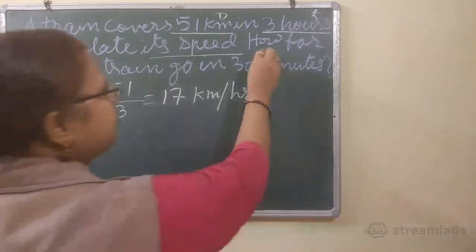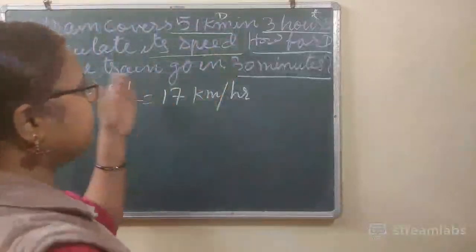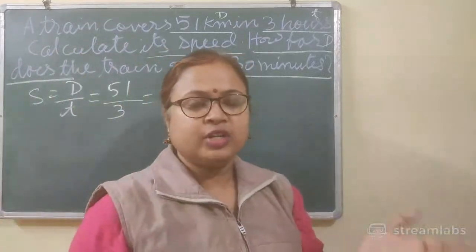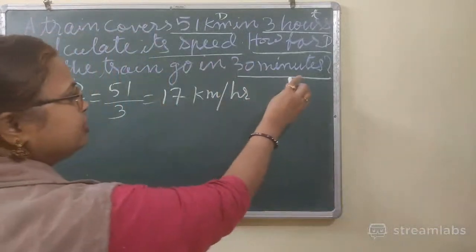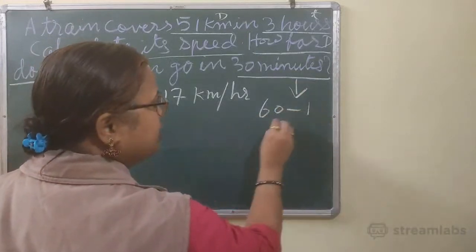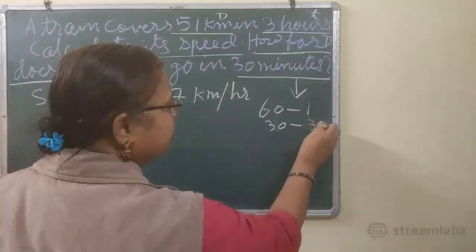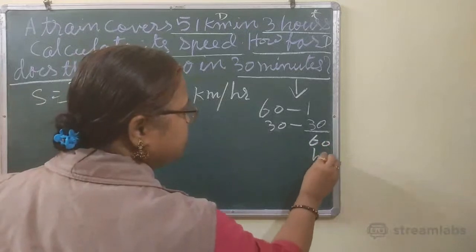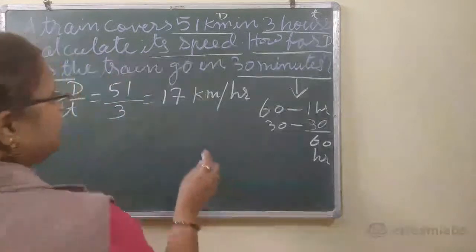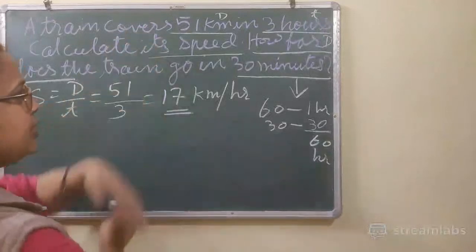Okay. Now how far? How far means what you have to find out? You have to find out all the quantities in kilometer and hour. Okay. So 30 minutes we will convert into what? Hour. So 60 minutes is equal to what? 1 hour. So 30 minutes will be equal to 30 by 60 hours. Okay. Speed we will use this one only, because this is the part of this question.